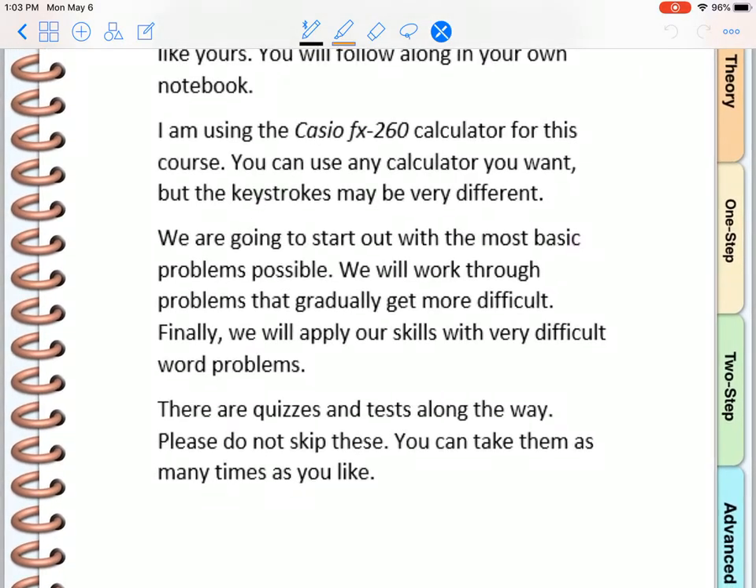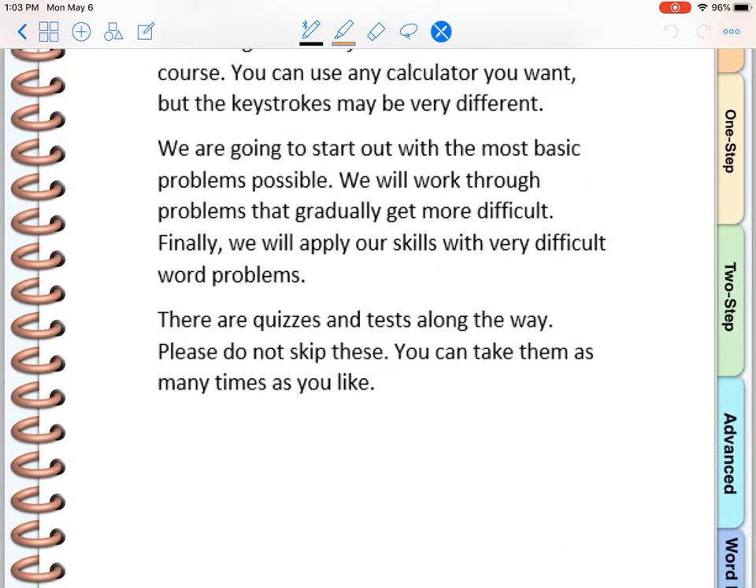We are going to start out with the most basic problems possible. We will work through problems that gradually get more difficult. And finally, we will apply our skills with very difficult word problems. And I have arranged the course so that you cannot skip ahead. I do not want you jumping ahead to the word problems because, quite honestly, they may scare you to death. So I don't want you to do that. I want you to follow along with me at the pace you're supposed to follow so that you develop the skills you need as we go.